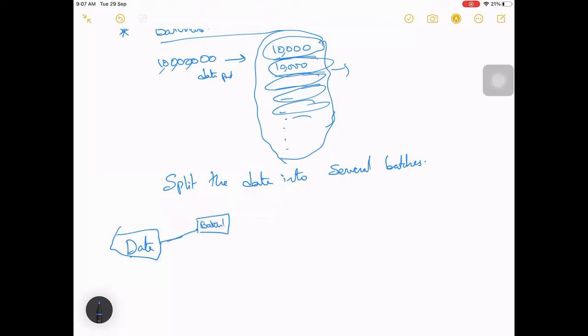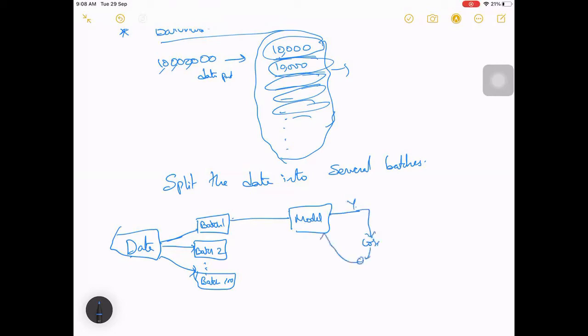Batch one, batch two, and so on. Batch 100, let us say. So this is what we have split it into. Once we have done this, each batch will be sent once. We take the model, do a prediction, get the loss, and then update theta, and then send the next one.